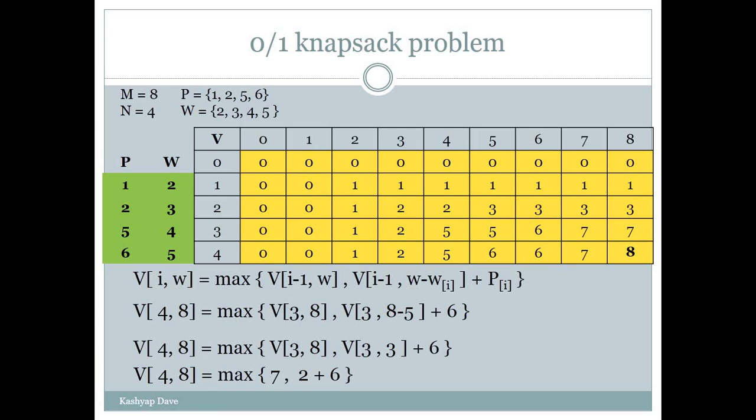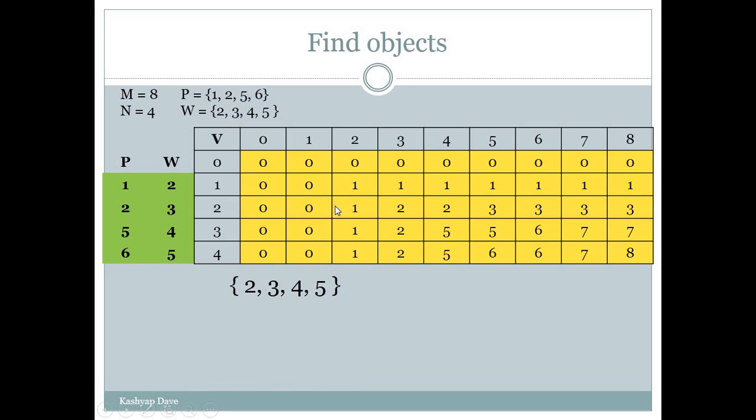Another thing is that this profit of 8 is okay, but by which items can we get that profit of 8? For that we will have to calculate something. We have items with weights 2, 3, 4 and 5, meaning item 1 is of weight 2, item 2 is of weight 3, item 3 is of weight 4, and item 4 is of weight 5.